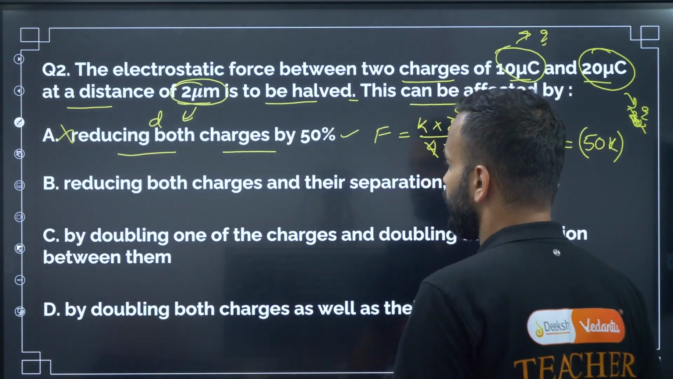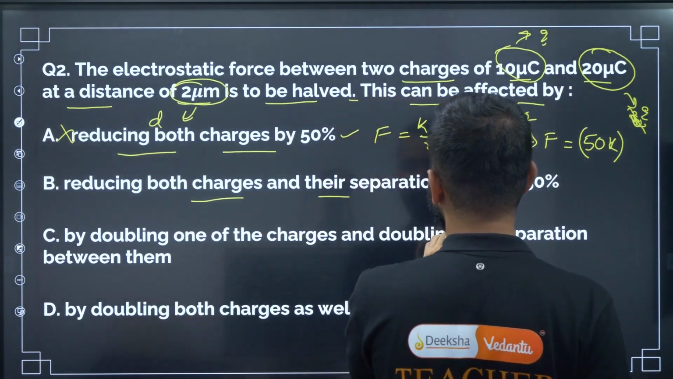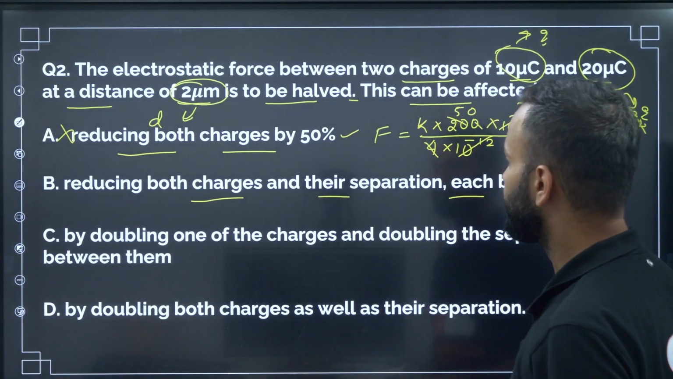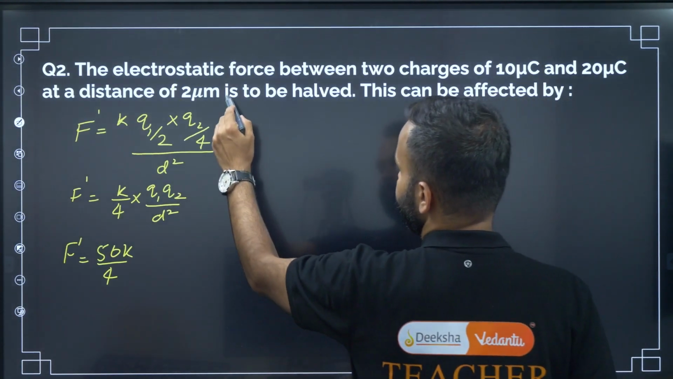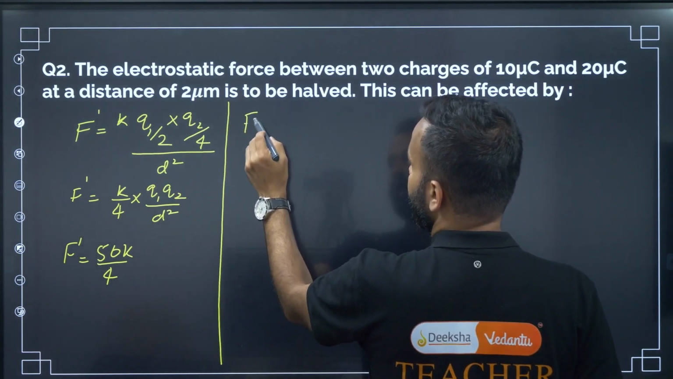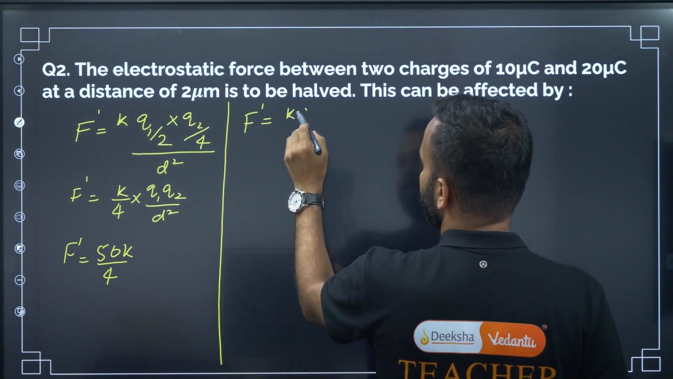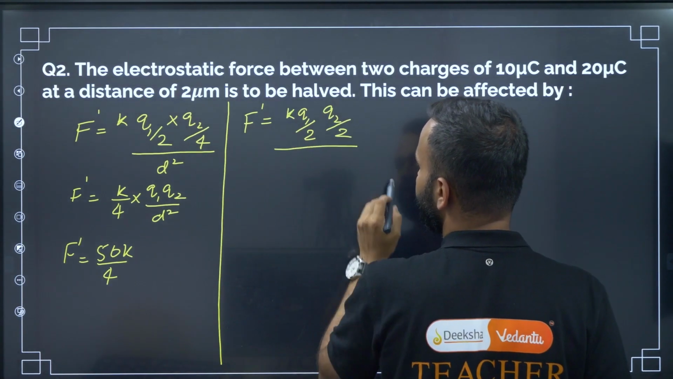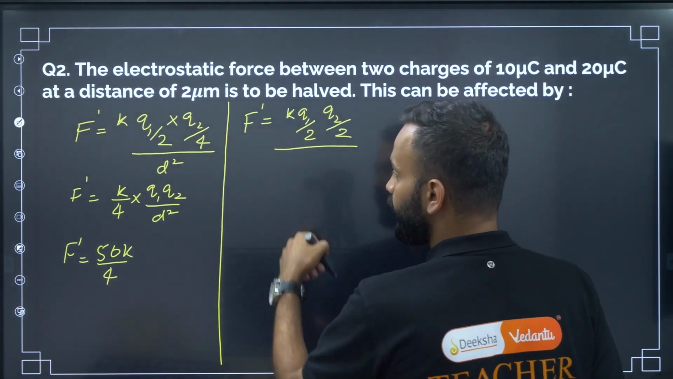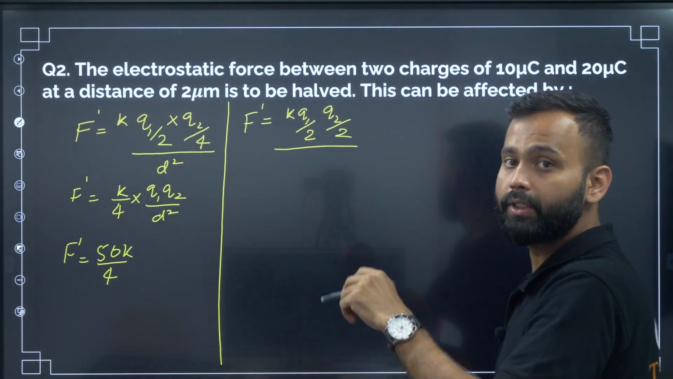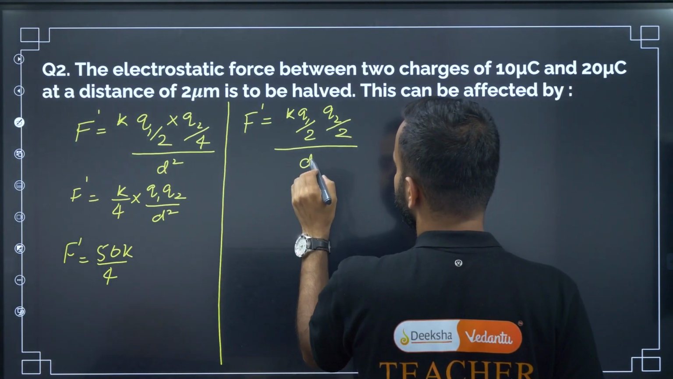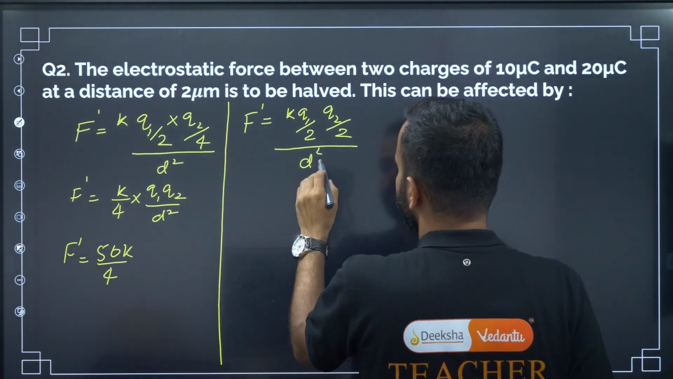Let's check option B, reducing both charges and their separation each by 50%. Let's check the second option. Now F dash is equal to K Q1 by 2 into Q2 by 2 divided by, here we are also reducing the distance by 50%, so that is d by 2 whole square, that is d square by 4.